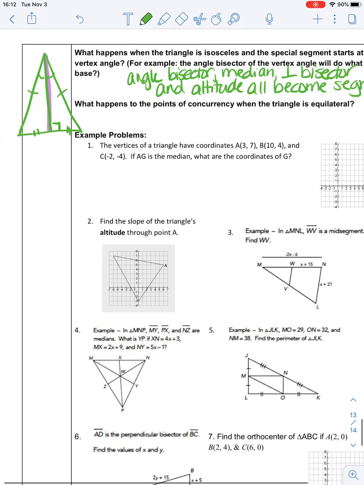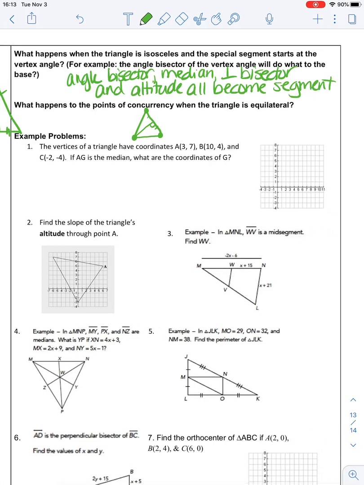Now, what happens when it's an equilateral triangle? When it's an equilateral triangle, it's the same thing from all 3 points. So all 4 pieces, the angle bisector, the median, the perpendicular bisector, and the altitude, are the same segments from each of the 3 vertices of the triangle. So with the isosceles, it's just from the vertex angle, but from an equilateral triangle, it's from all 3 sides. So the angle bisector, the perpendicular bisector, the median, and the altitude all become the same segment from each of the vertices. So let's look at some problems with this.